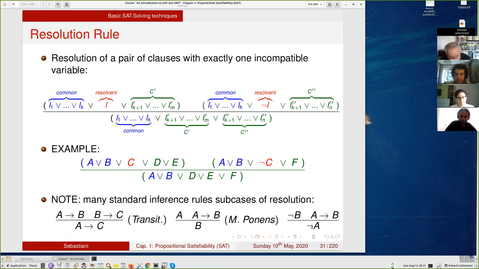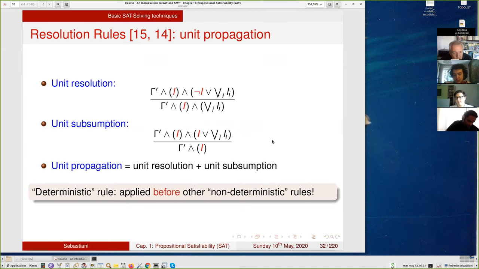And also there is modus tollens. If you know not B, and if you know that A implies B, then you can infer not A. This is the so-called modus tollens by Aristotle. Again, this is a subcase of the resolution rule, and many others.